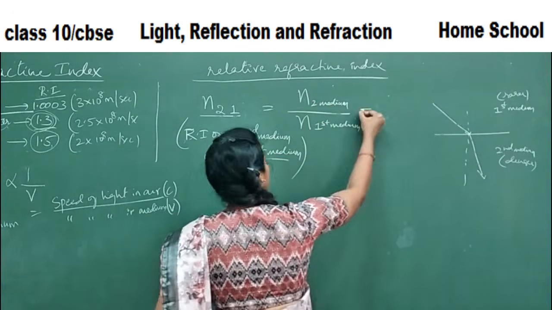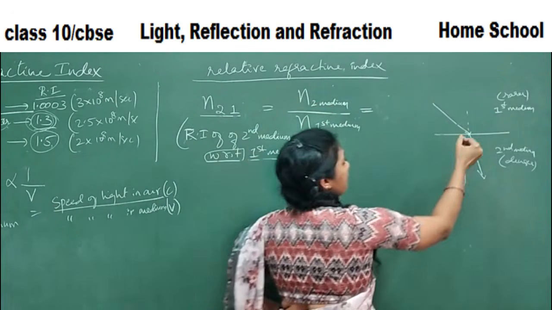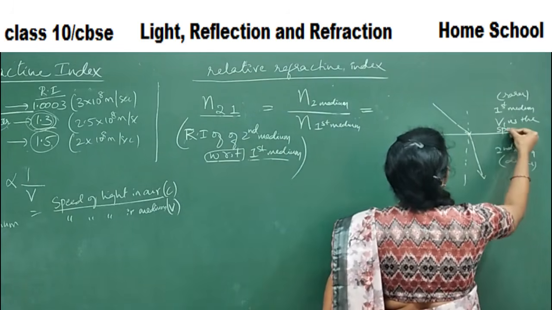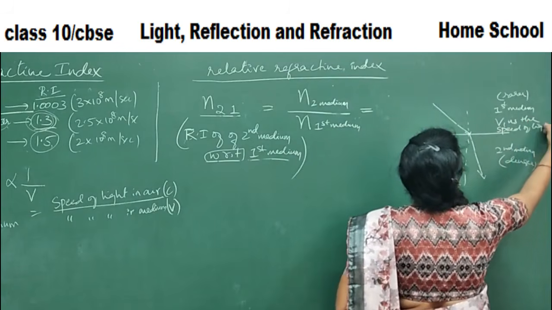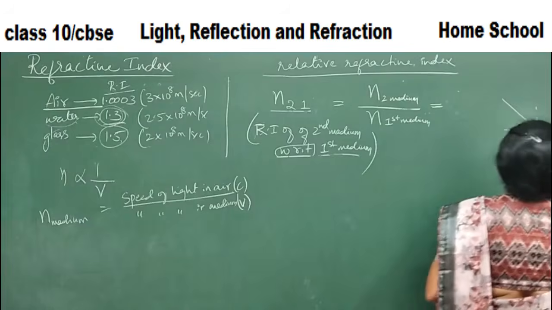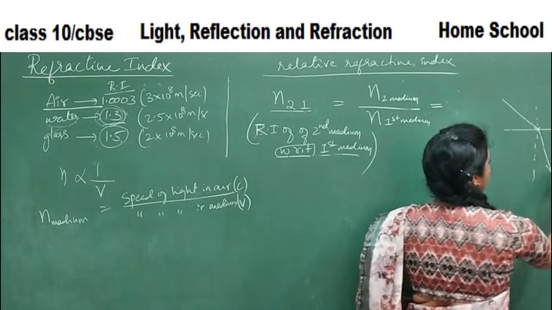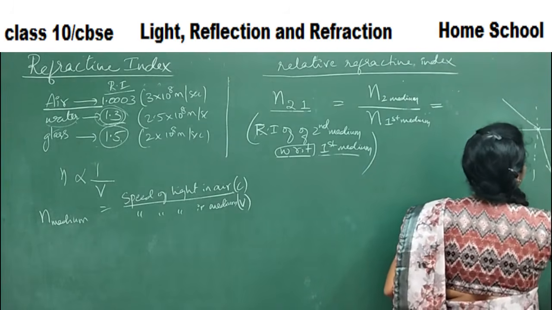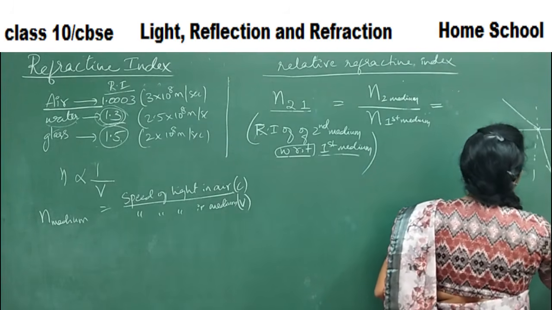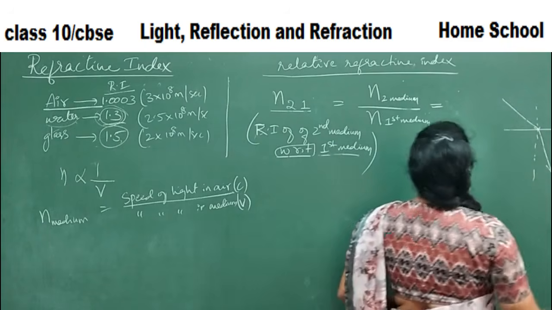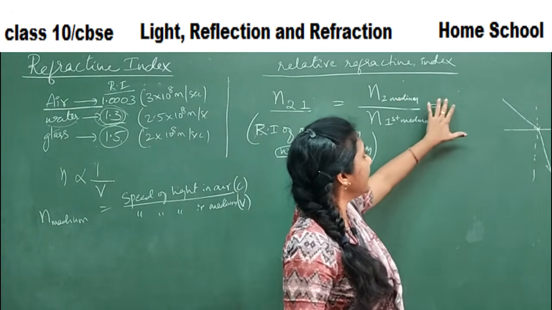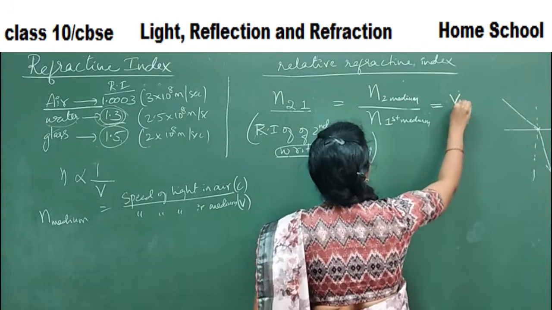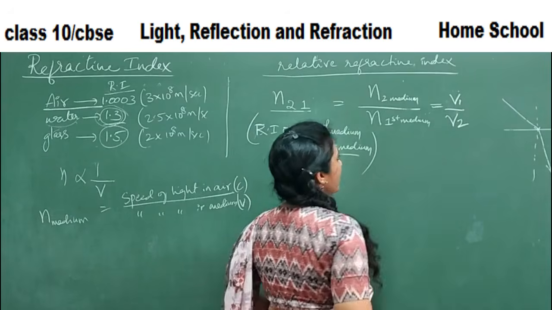And we all very well know that, say for example, V1 is the speed of light in the first medium, and let V2 be the speed of light in the second medium. Then if you have to write the formula in terms of V1 and V2, how do you write, guys? You will write V1 divided by V2. Do you agree with this?